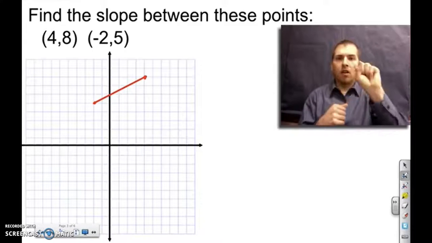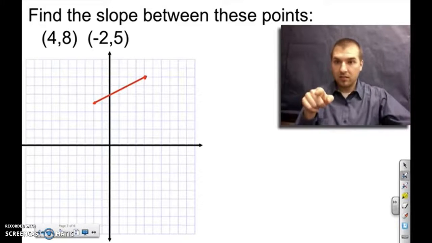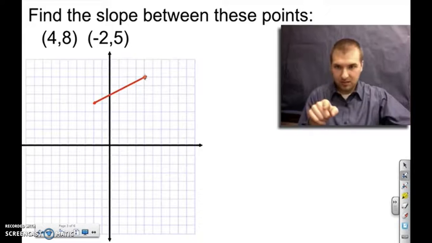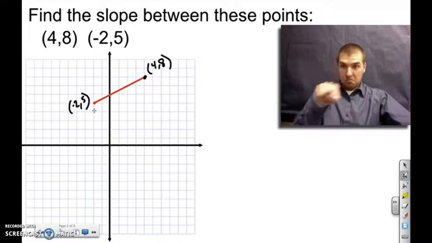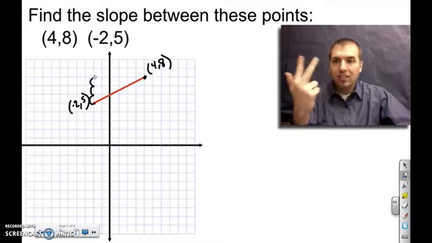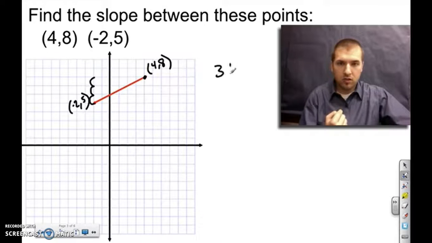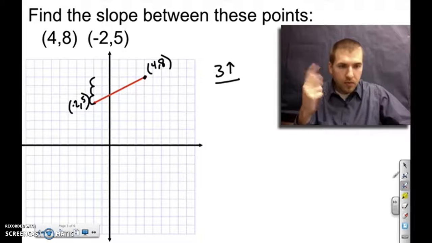Now we have a graph, and we're going to find the slope using the equation we just talked about. We have our 2 points: our 4, 8 right there, and our -2, 5 right here. Looking at the graph, how many is it going up? It goes up 3. And then how many does it go over?